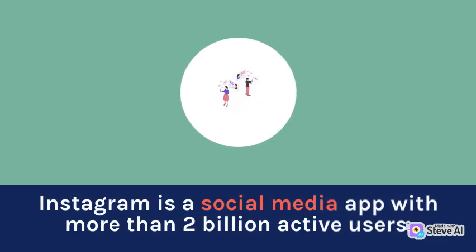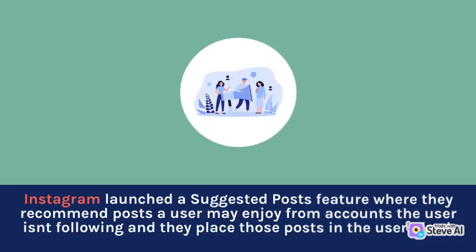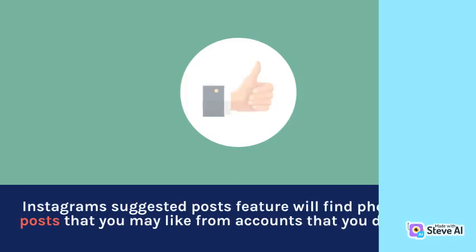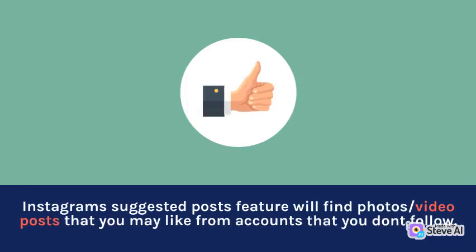Instagram is a social media app with more than 2 billion active users. Instagram launched a suggested posts feature where they recommend posts a user may enjoy from accounts the user isn't following, and they place those posts in the user's feed. The goal is to make it easier for users to find new accounts to follow. Instagram's suggested posts feature will find photo/video posts that you may like from accounts that you don't follow.